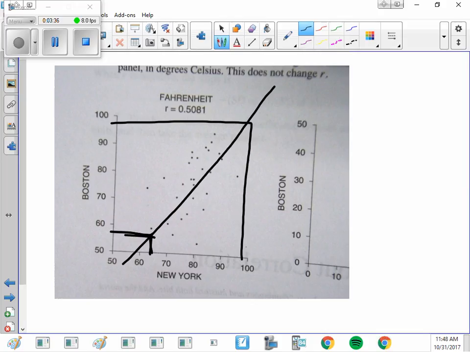B. In the left-hand panel of figure 2, all the dots are above the 45-degree line. Why? So we're graphing the maximum and the minimum. How come everything is above the 45-degree line? There were no numbers less than 45 degrees. That would be the minimum value.